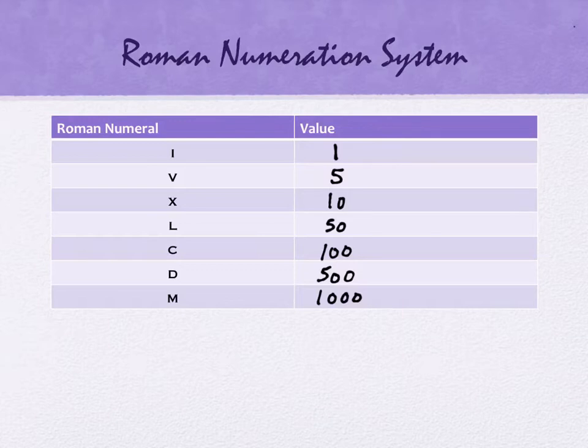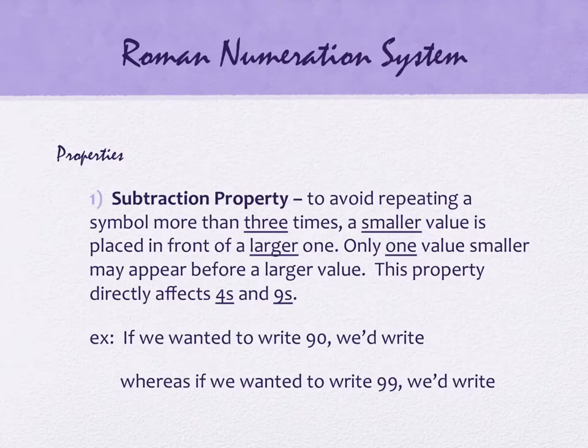But anytime you have numbers that are bigger than that, there's a problem because they don't actually write things out bunches of times like we saw with the dots and the lines. So here's the way that they structure their system. There's two properties. The first one's a subtraction property. To avoid repeating a symbol more than 3 times, that's why we don't have the number 4,000, because I need 4 M's, right? That's why I said 3,000 is my cap. A smaller value is placed in front of a larger one. You may only go one value smaller before a larger value. In particular, this property affects 4s and 9s.